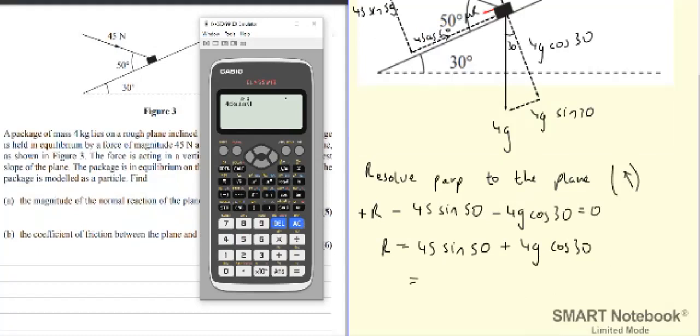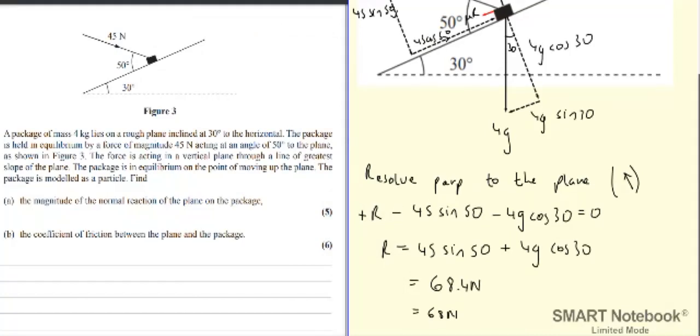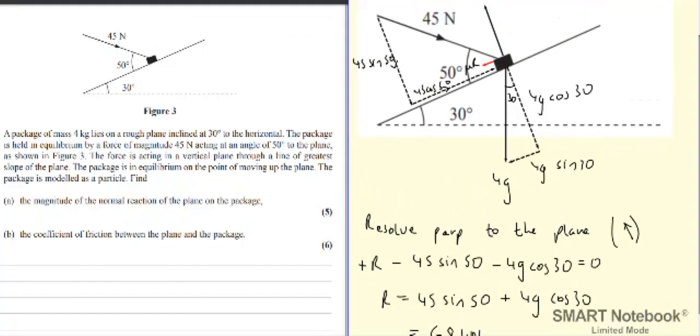45 sine 50 plus 4 times 9.8 times cos 30. So if we think about it, here's cos 30, we get 68.4 newtons, which we are going to round to 68 newtons. We're going to store this because we need to work out the coefficient of friction shortly. Right, okay. So we've done that.